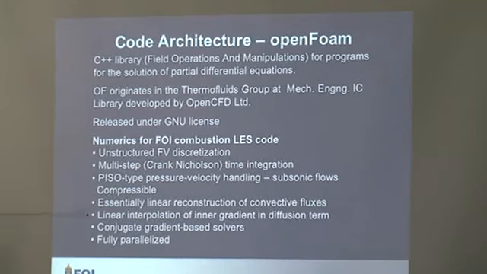It's fully compressible. You have essentially linear reconstruction of the convective fluxes and interpolation of the inner gradients. So it's second order accurate on the nice grids, so to say, but it will of course degenerate when the grids are really bad. And it's fully parallelized.